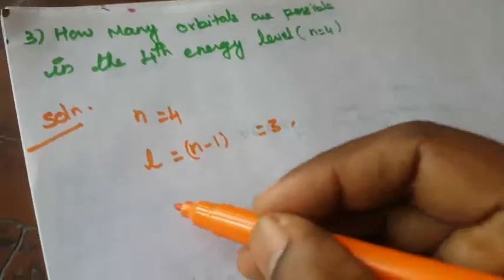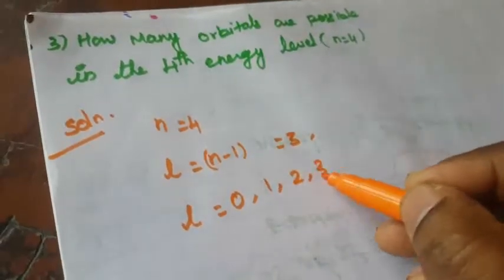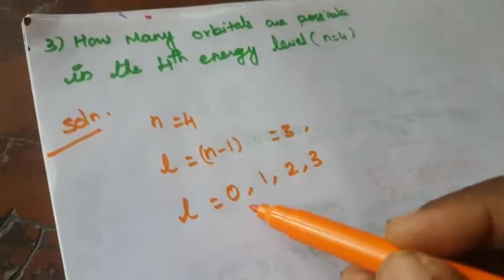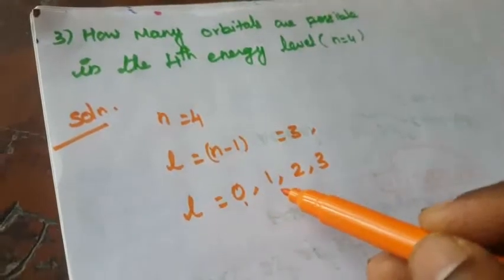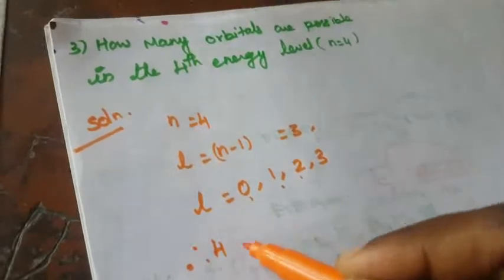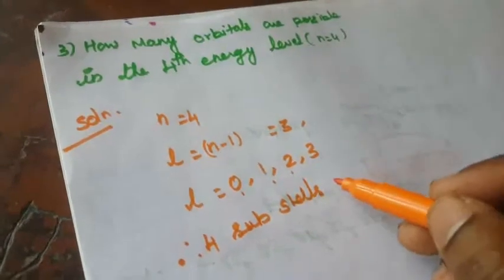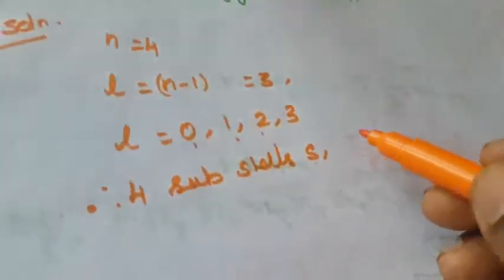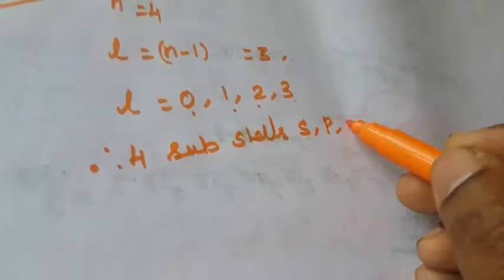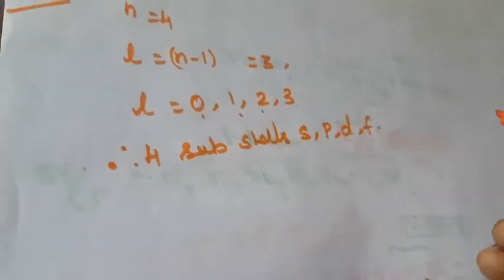How to write the L values? L is equal to 0, 1, 2, 3. That is 4 values. So you can understand that 4 subshells are possible. What are the 4 subshells? The s orbital, p orbital, d orbital and the f orbital. So 4 subshells are possible.